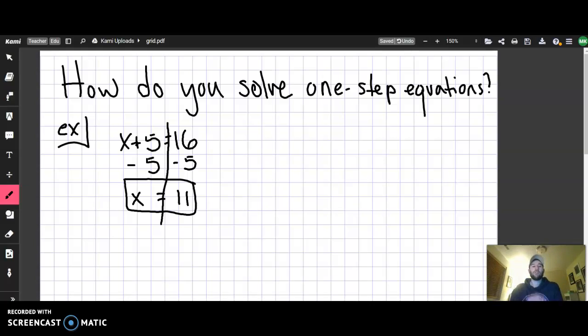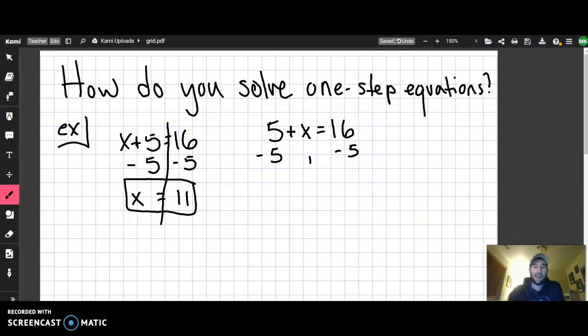Now, what I just wrote there, x plus 5 is equal to 16, is the exact same thing as 5 plus x equal to 16. The reason why is because addition can happen in either way. We call that commutative. X plus 5 is the same thing as 5 plus x. And so it requires the exact same steps. Subtract by 5 on both sides of the equal sign.